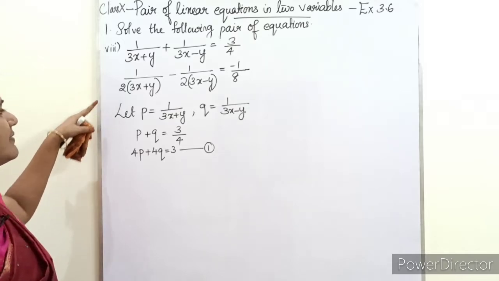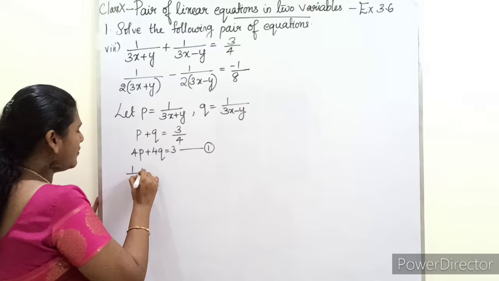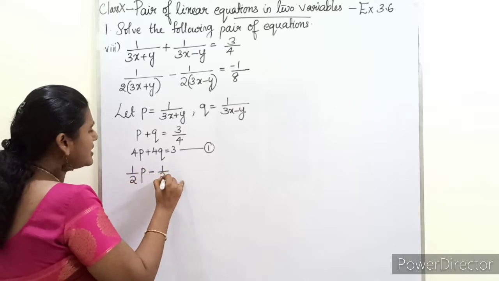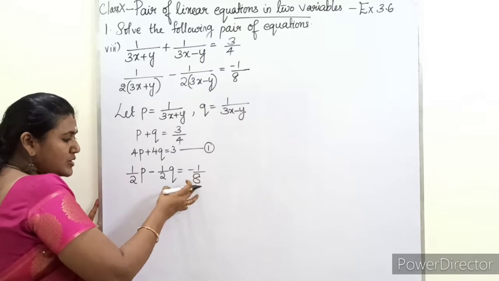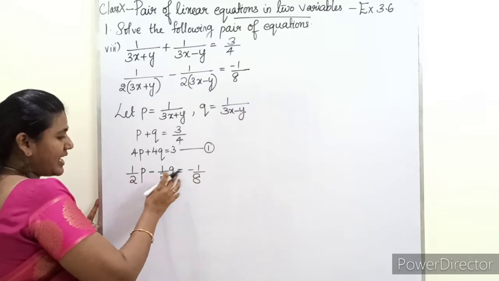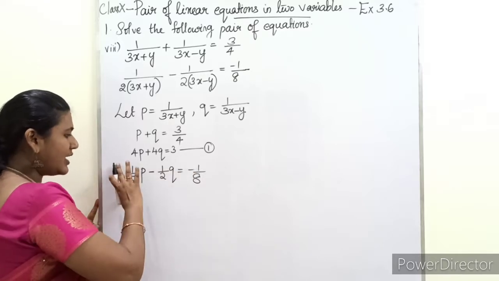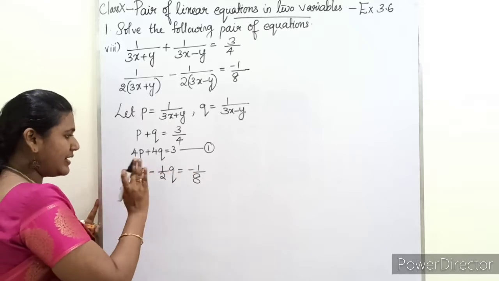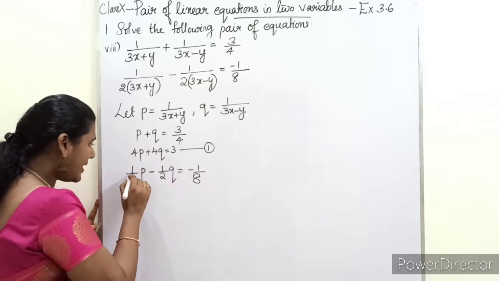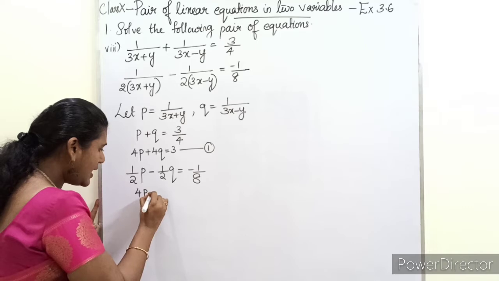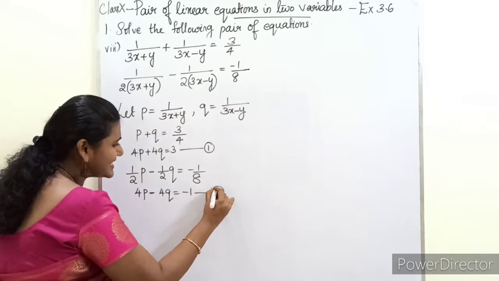This is the first equation. Similarly, we will change the second equation, that is 1 by 2p minus 1 by 2q is equal to minus 1 by 8. Here also we have fractions as coefficients, so we will multiply by 8 so that the fractions change into whole numbers. That is 4p minus 4q is equal to minus 1. This is the second equation.